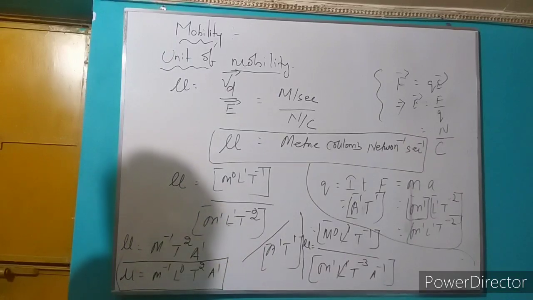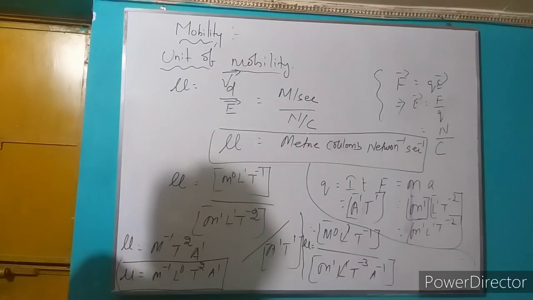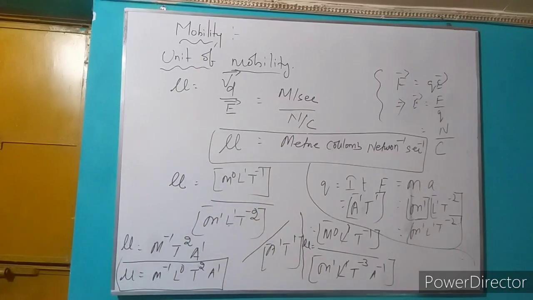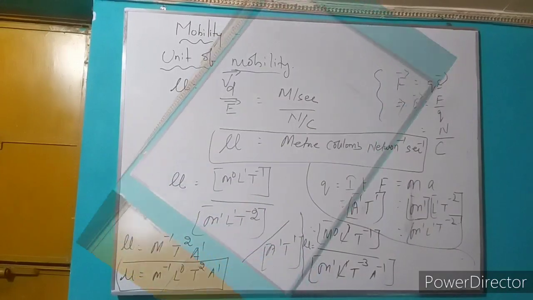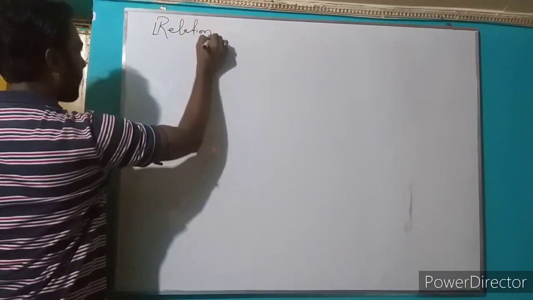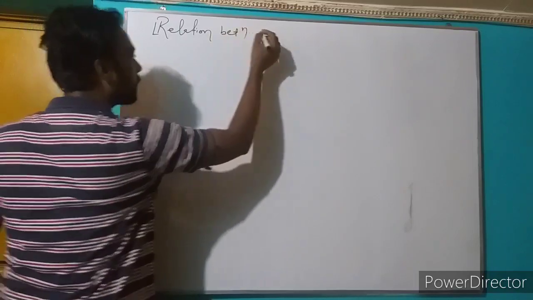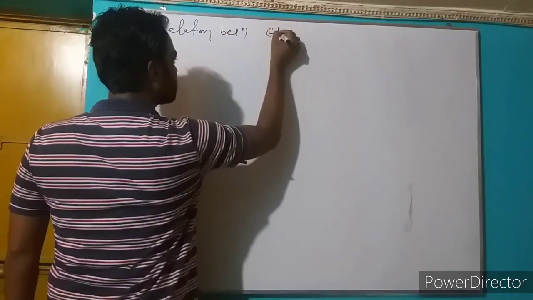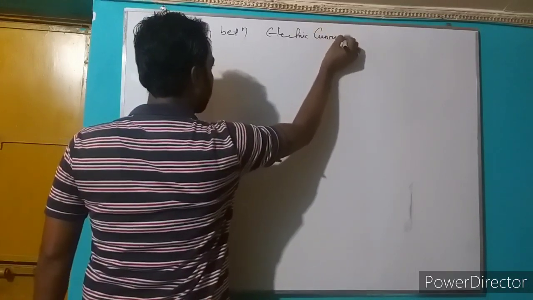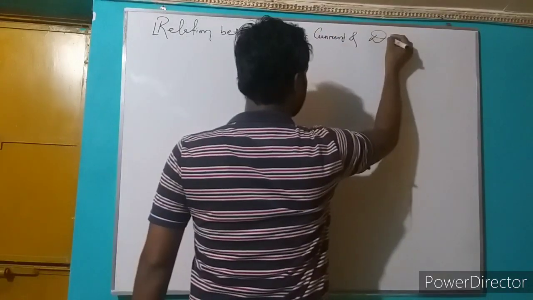Then I will discuss the relation between electric current and drift velocity after erasing this one. Clear? Please note it very quickly. Now I will discuss the relation between electric current and drift velocity.